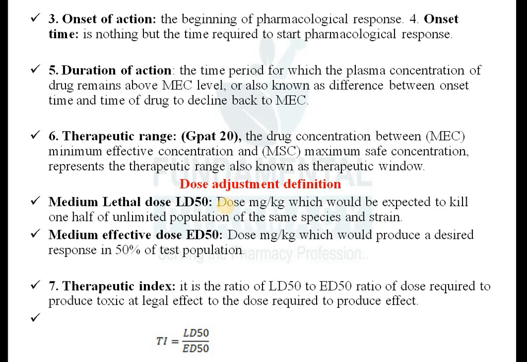Therapeutic index is a ratio of the dose which will kill 50% of the population divided by the effective dose in 50% of the population. Okay, it is just a therapeutic index. It should be clear: therapeutic index is nothing but the ratio of LD50 divided by ED50. Now we'll see the next.